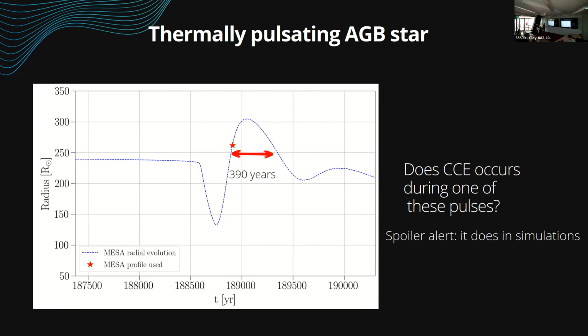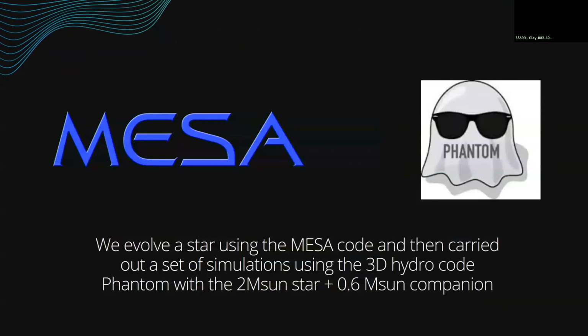Now, the question is: can we take one of these stars, assuming that it reaches the Roche lobe size at the beginning of the thermal pulse, and is it possible to trigger the mass transfer to begin the common envelope interaction? Spoiler alert: it can be done in simulations. For this, we use MESA, a 1D code, to model and evolve a 2 solar mass and later a 4 solar mass star. Then we implement it in Phantom to make the binary system.